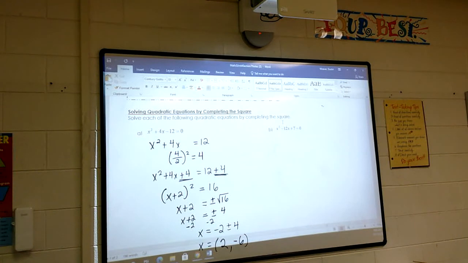Now that's doing it for a quadratic. We're going to do it for a circle in just a little bit, which is actually, I think, going to be easier, but we'll see. So those are our two answers. As you do more of these, they should get easier as we go through.